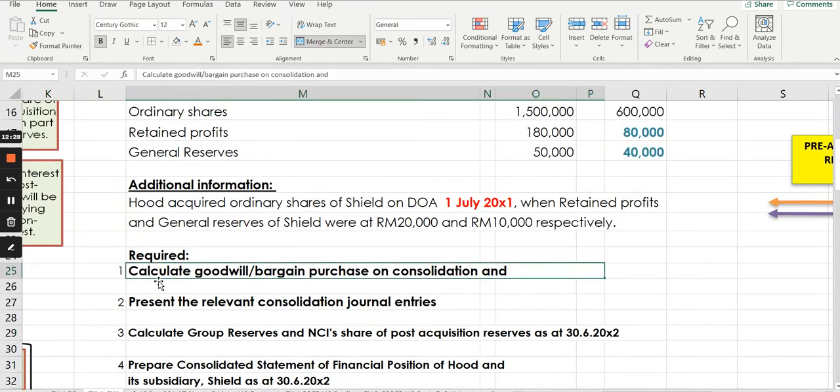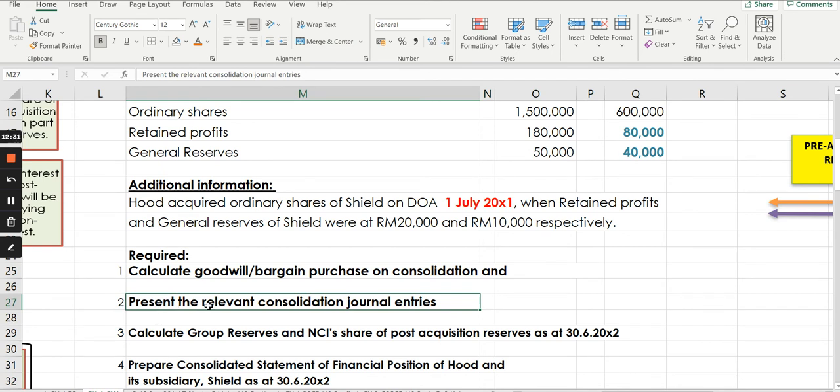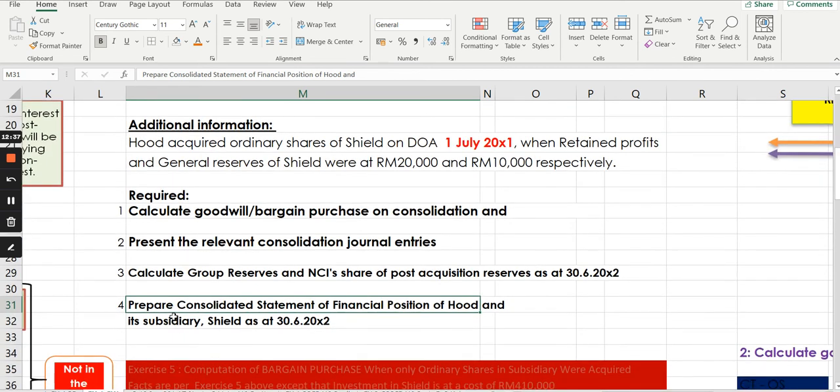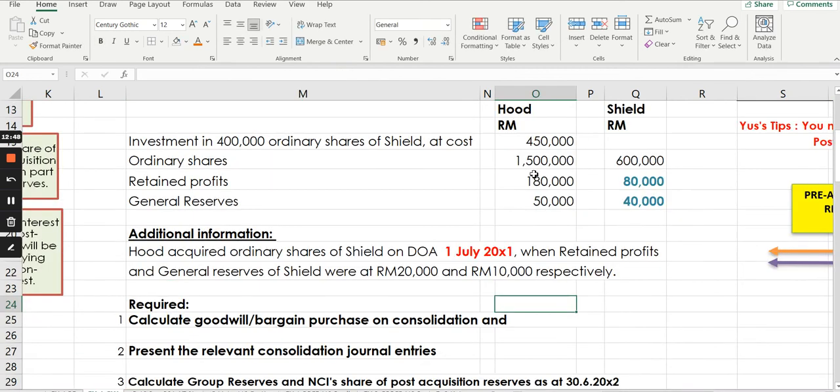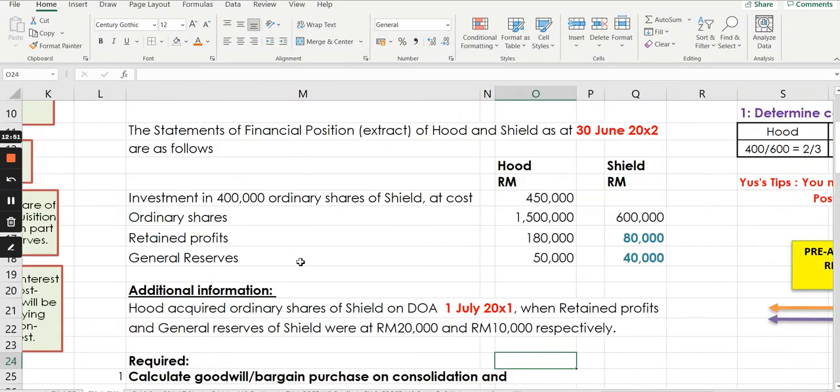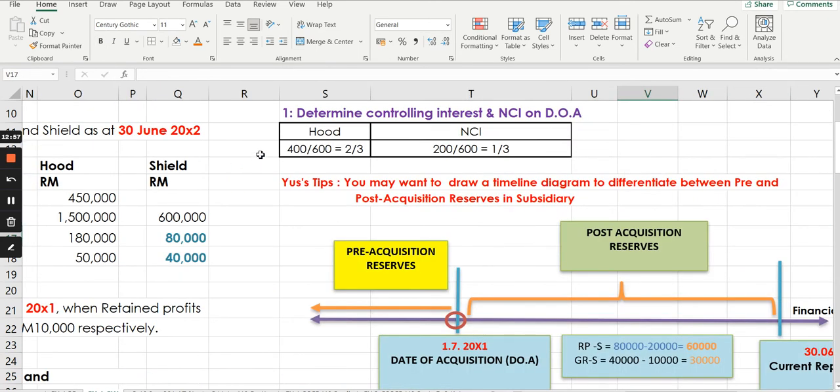Now you're asked to calculate goodwill. This is quite easy. You're going to do the relevant journal entries, calculate the group reserve using a schedule, and prepare the consolidated statement of financial position. Not the full version, just an extract, because I didn't give you the complete one. So what you need to do first is determine the controlling interest by the parent, Hood, and the non-controlling interest in the subsidiary, Shield.